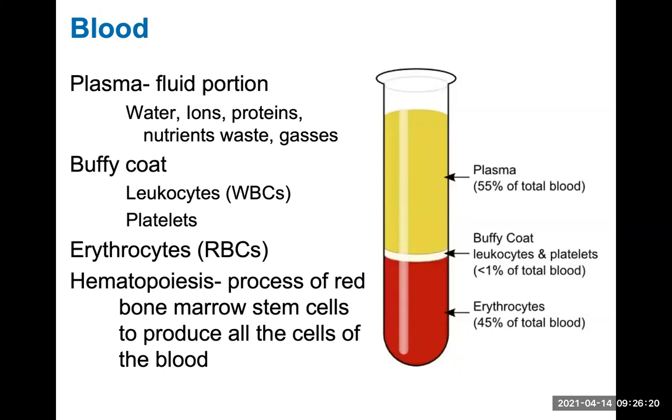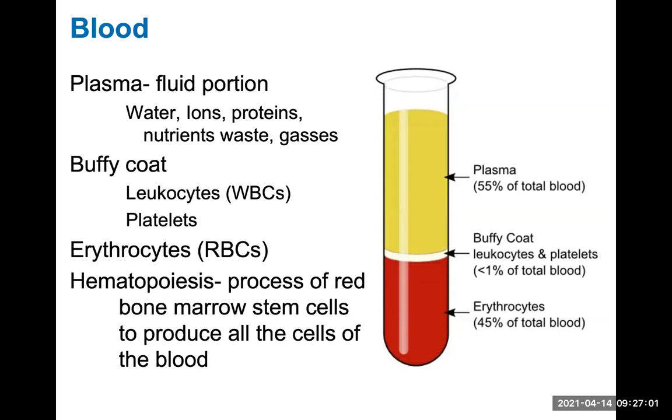Then in the middle, you'd have a thin layer called the buffy coat, and this is where you find the leukocytes. Remember, white blood cells are called leukocytes. We also have our platelets, which you know is part of what is needed for clotting. And then below that, you'll have the layer of your red blood cells, erythrocytes, okay? And the process of making both red and white blood cells, and also the cells that make platelets, all that comes from your red bone marrow.